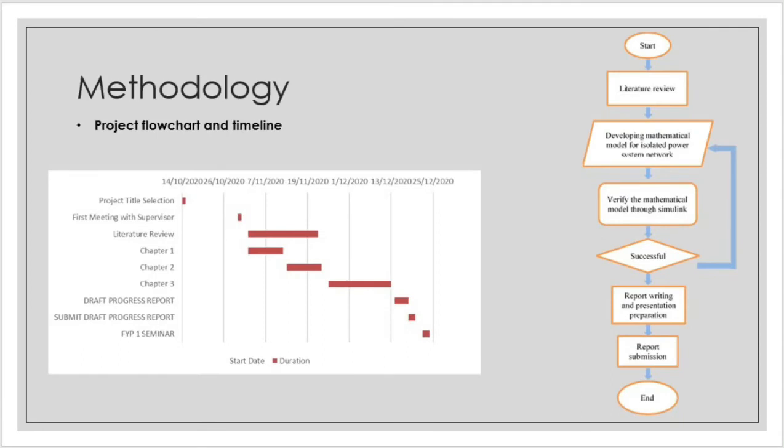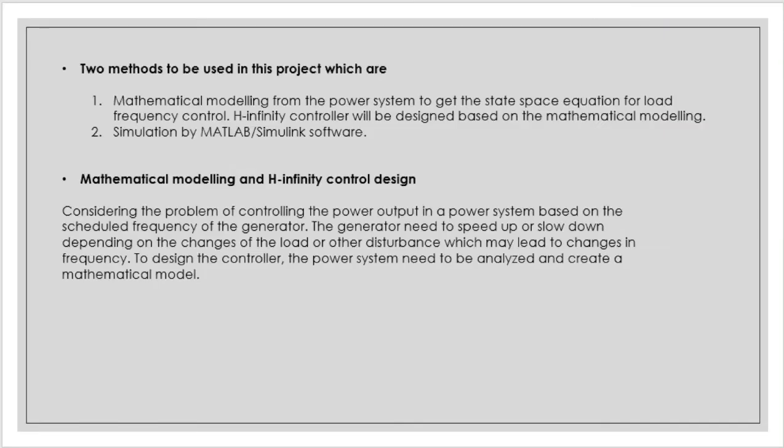Next, we are here on the methodology part. In the slide here is the project timeline and also the flowchart of this project I'm conducting. For this project, two methods will be used, which are mathematical modeling from the power system to get the state space equation for load frequency control. The H infinity controller will be designed based on this mathematical model. The second one is simulation by MATLAB Simulink software.